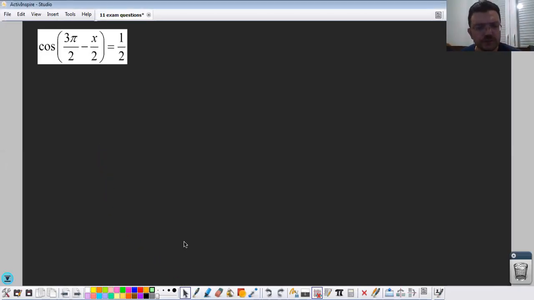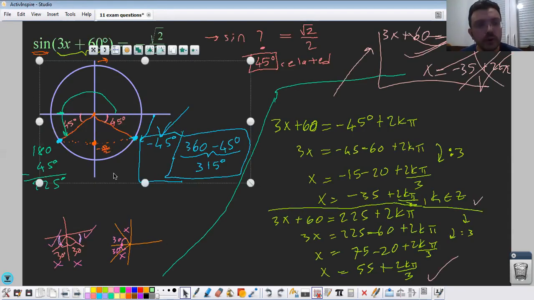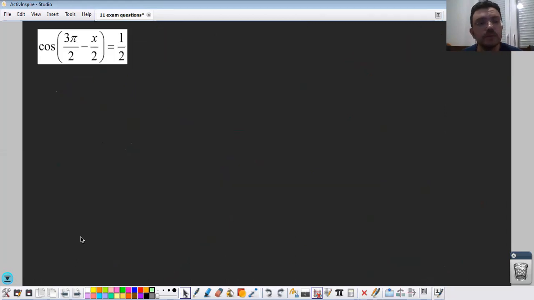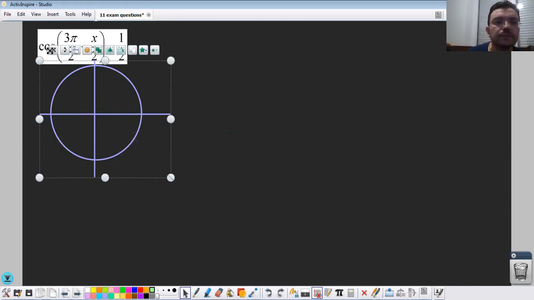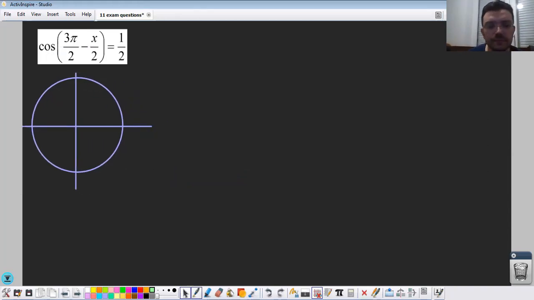Trigonometric equations. We are solving one more question about trigonometric equations, which is this one over there you chose. It's 2022 and the date of the day is 3/27.